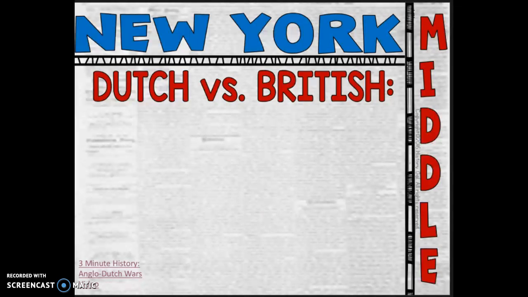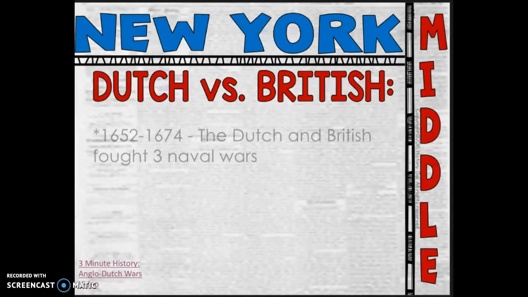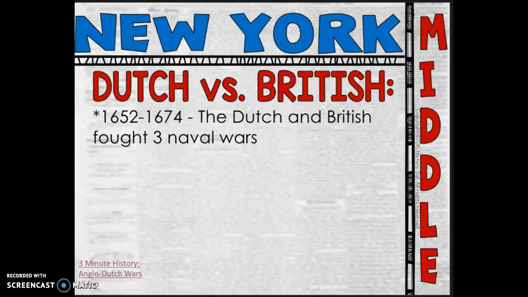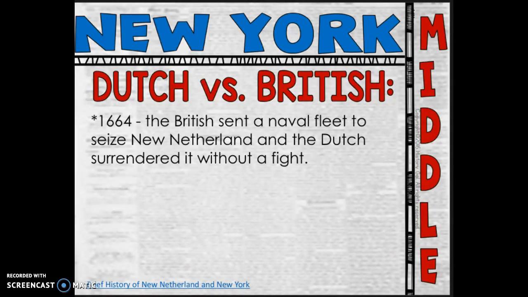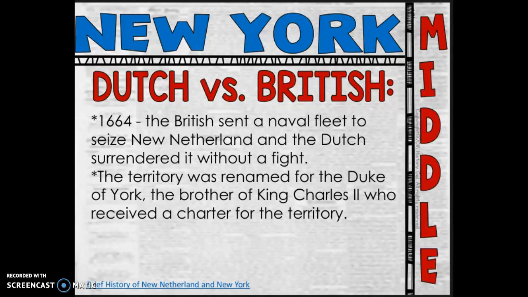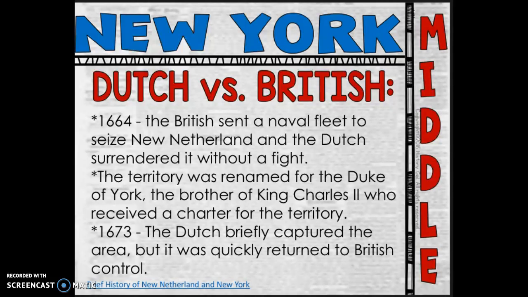That leads us into the Dutch versus the British. From 1652 to 1674, the Dutch and British fought 3 naval wars. In 1664, the British sent a naval fleet to seize New Netherland, and the Dutch surrendered without a fight. The territory was renamed for the Duke of York, the brother of King Charles II, who received a charter for the territory. In 1673, the Dutch briefly captured the area, but it was quickly returned to British control.